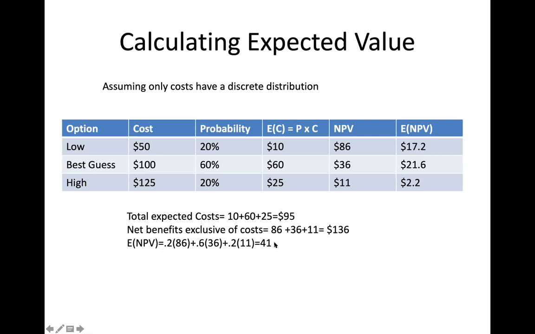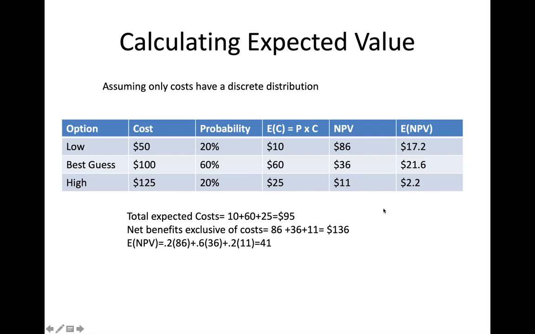So if you look at this, you will have an expected NPV of 41. So it's going to come out right about in here between the 86 and the 36. And why is that? Because 20% of the time, it's only going to be $11. So that's pretty low, right? So that's going to bring it down. Only 20% of the time will it be 86.